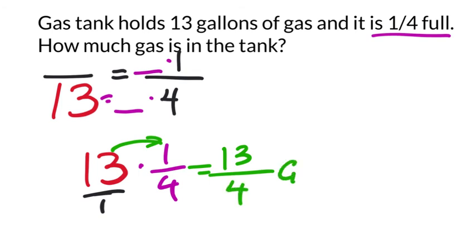Now that's gallons right there. And if it's okay with improper fractions, which I would assume it is, I would keep it that way. If you needed to change this into a mixed number, 13 divided by 4 long division, you're going to get 3 1/4 gallons.